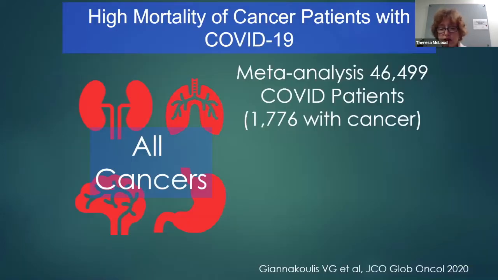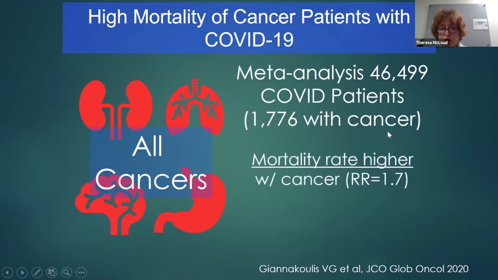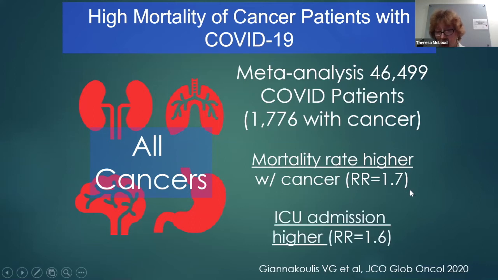Now, this is an interesting study, which was showing the high mortality of cancer patients with COVID-19. It was a meta-analysis of over 46,000 general COVID patients, and you can see about 1,700 actually had cancer. And the mortality rate in the cancer patients was high, not unexpectedly, the risk ratio there being 1.7, and then for ICU admission as well, a higher risk ratio of 1.6 compared with those in the general population.